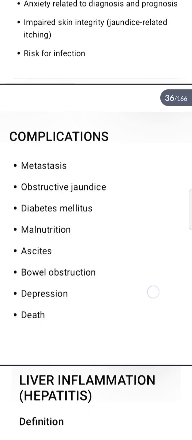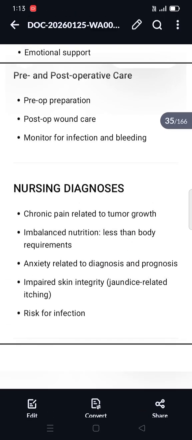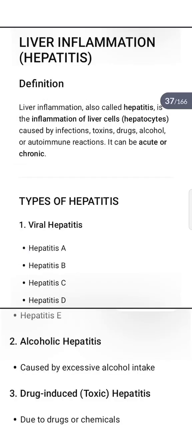So we have so far completed our pancreatic conditions. Now in the next part we will continue with liver inflammation, that is, all the conditions of the liver according to our INC syllabus.